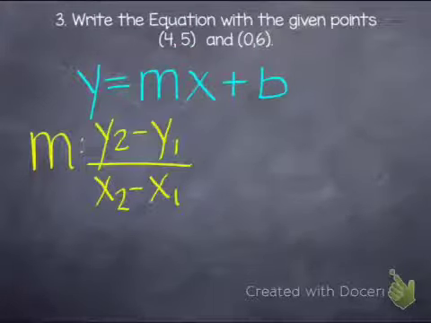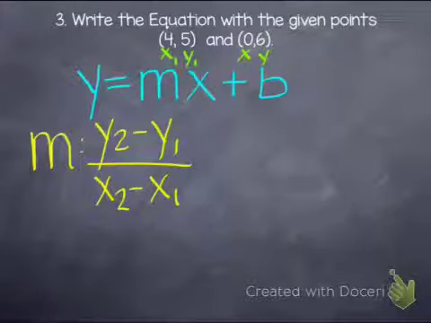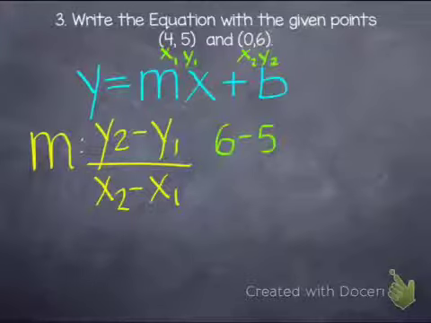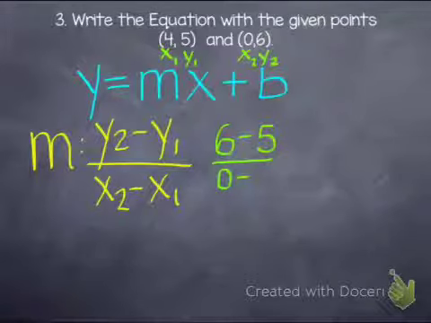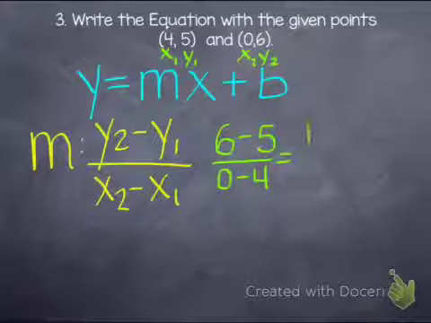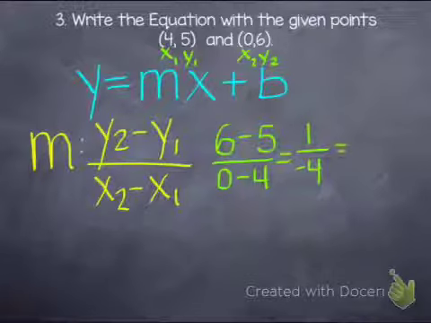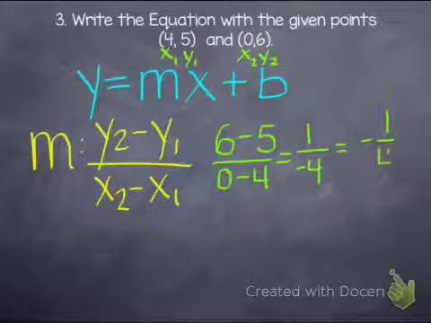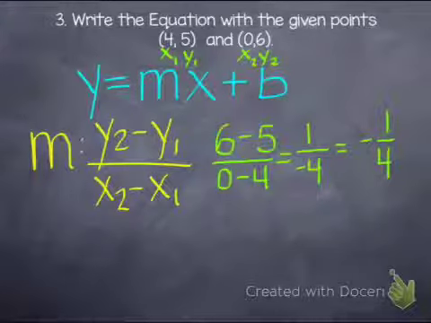So I'm going to name my coordinates up here, x1, y1 and x2, y2. Now we just need to start substituting those in. So our y2 value is 6, and our y1 value is 5. Then down on the bottom, x2 value was 0 minus our x1 value of 4. So now I'm going to subtract 6 minus 5, which leaves me with 1. And 0 minus 4 is negative 4. So moving my negative sign out in front, I get negative 1/4 as my slope.